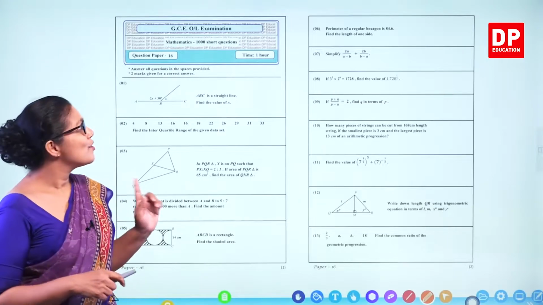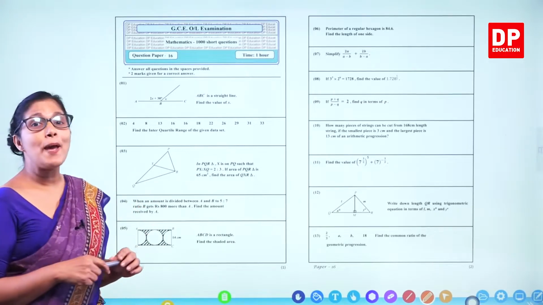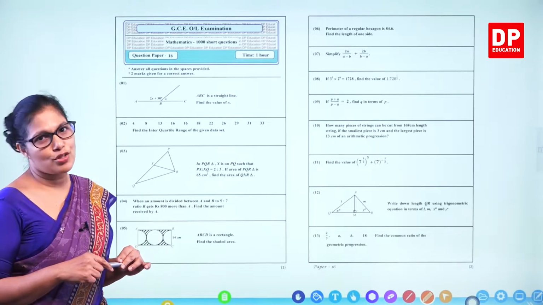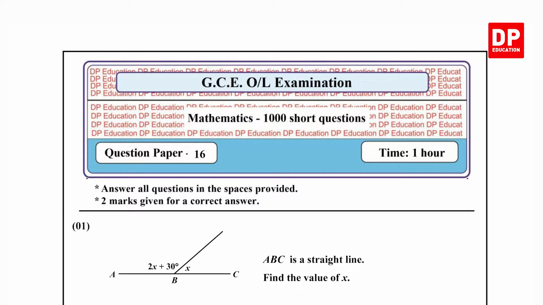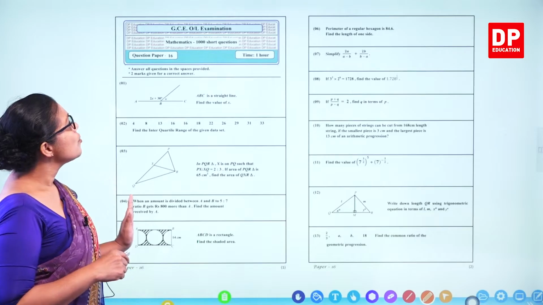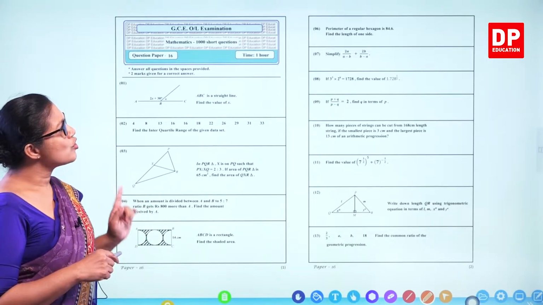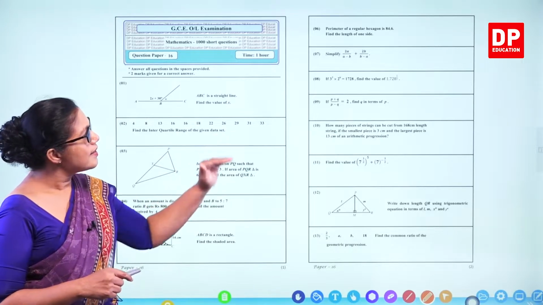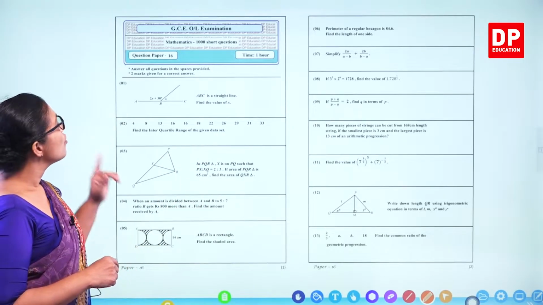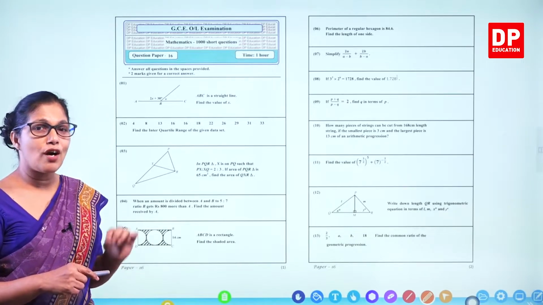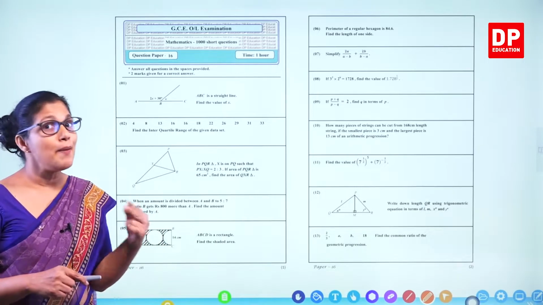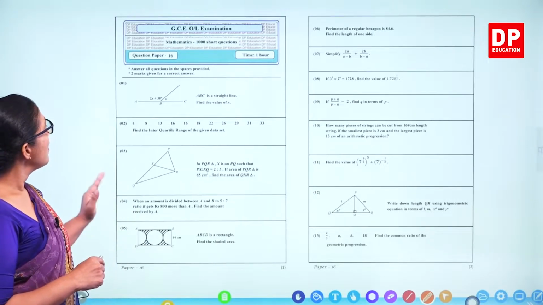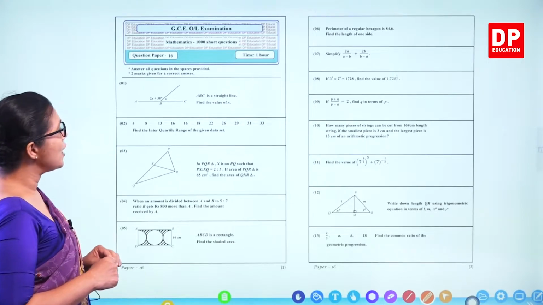Hello students, today I am going to do question paper 16, GCE O level examination, 1000 short question series. So this is also a 1 hour paper. You get 25 short questions, each question worth 2 marks, and the spaces are given so you can answer in the space provided. So try to do each within 2 minutes, because then you have 10 minutes to check your answers again. So try question number 1 to 5 on page 1.